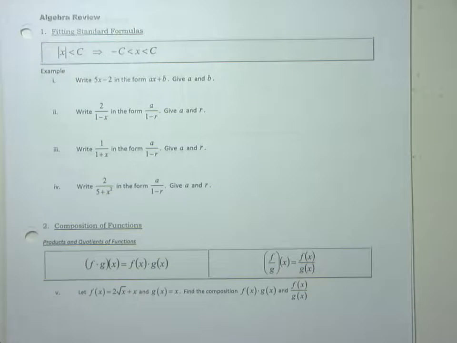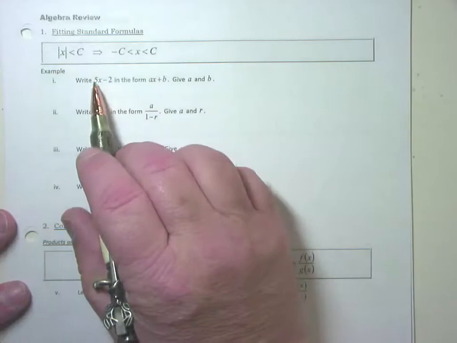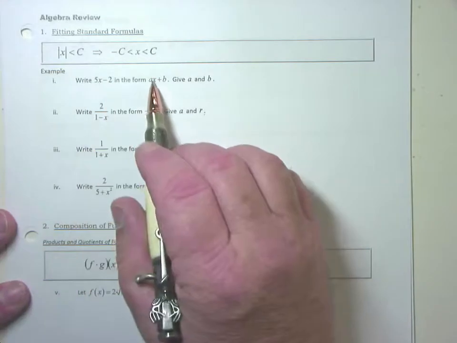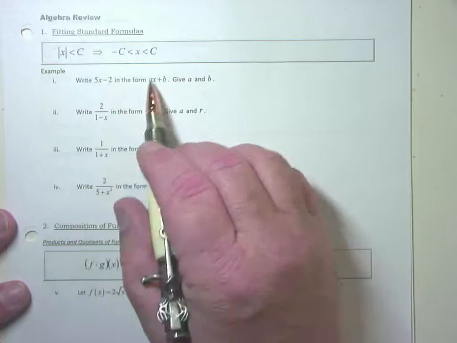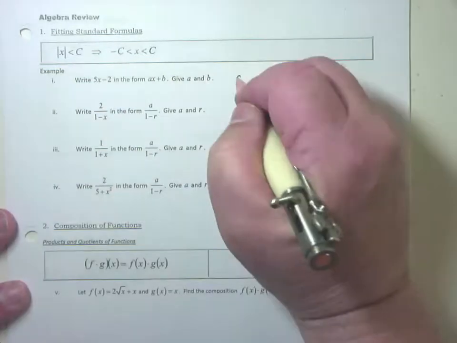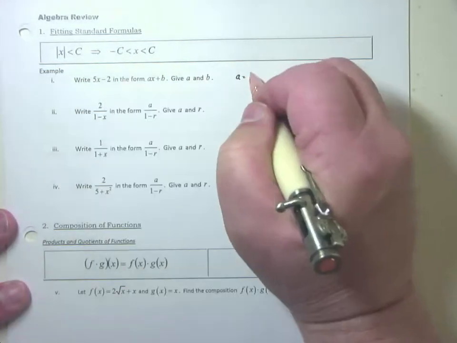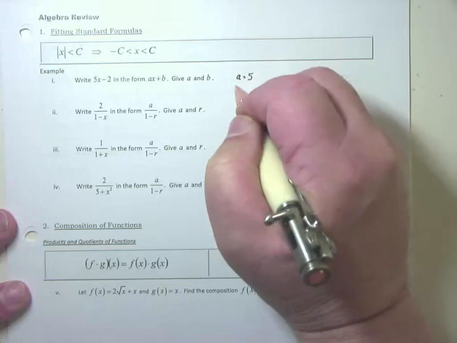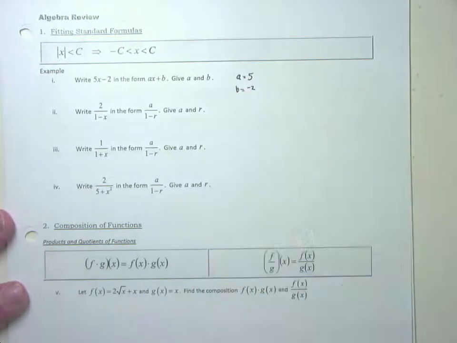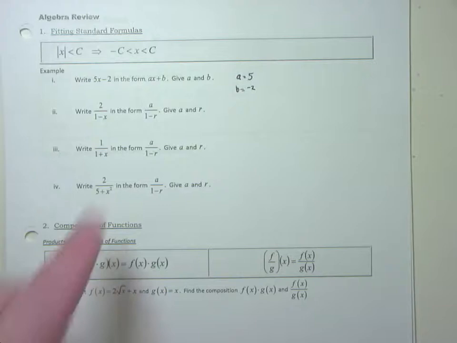If I had to write 5x minus 2 in the form of ax plus b, what does a have to be equal to? You read off your coefficients: 5. What does b have to be equal to? Negative 2.